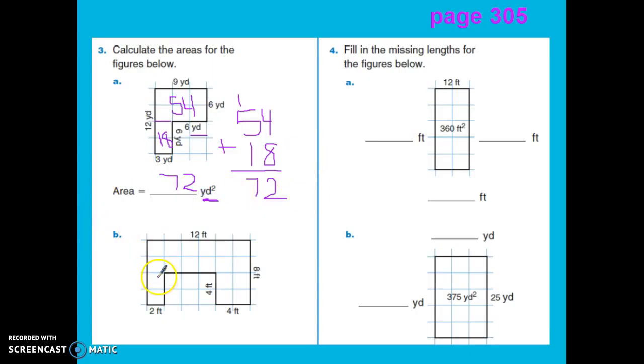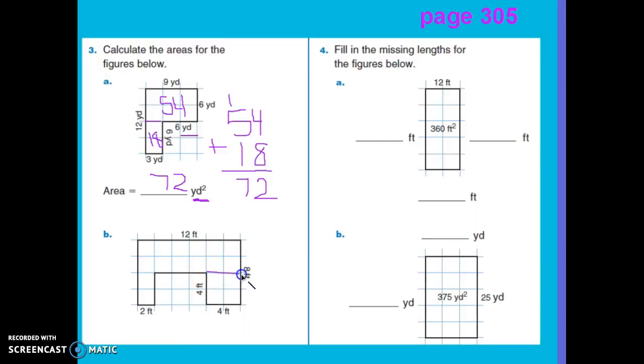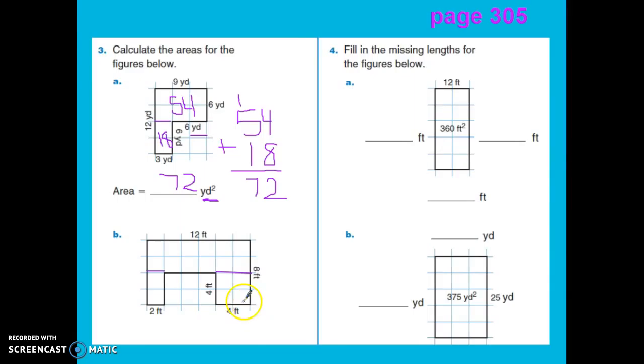Okay, you'll do something similar for letter B here. You'll want to divide this into some smaller rectangles. You could do it here and here. There are some different ways you can do it, but you'll find the area of each smaller one so that you can find the larger. Let's go ahead and do that.